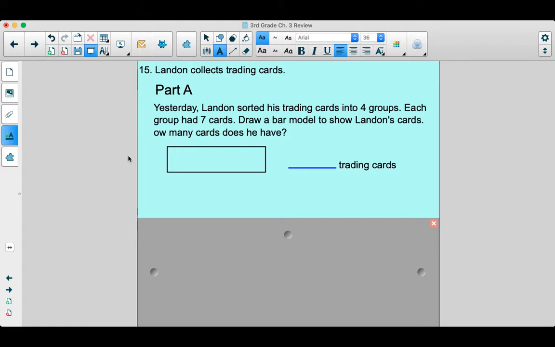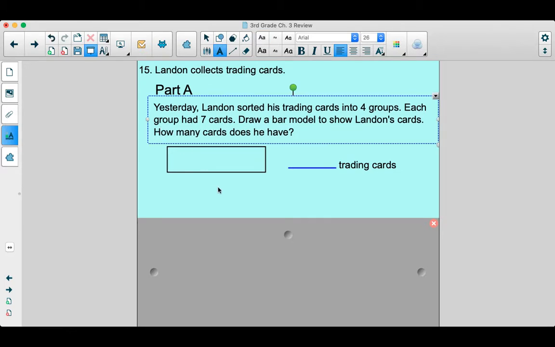Part A. Yesterday, Landon sorted his trading cards into 4 groups. Okay, so we've got 4 groups. Each group has 7 cards. Okay. Draw a bar model to show Landon's cards. And I'm going to go ahead and assume that says, how many cards does he have? Okay.